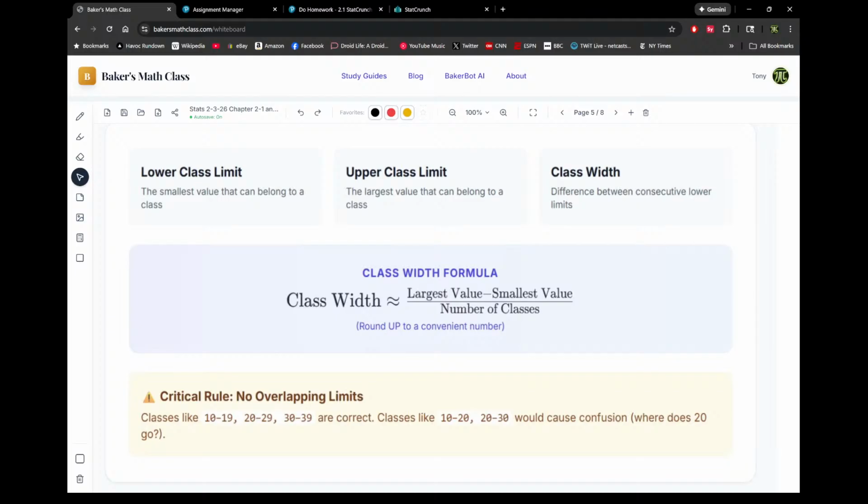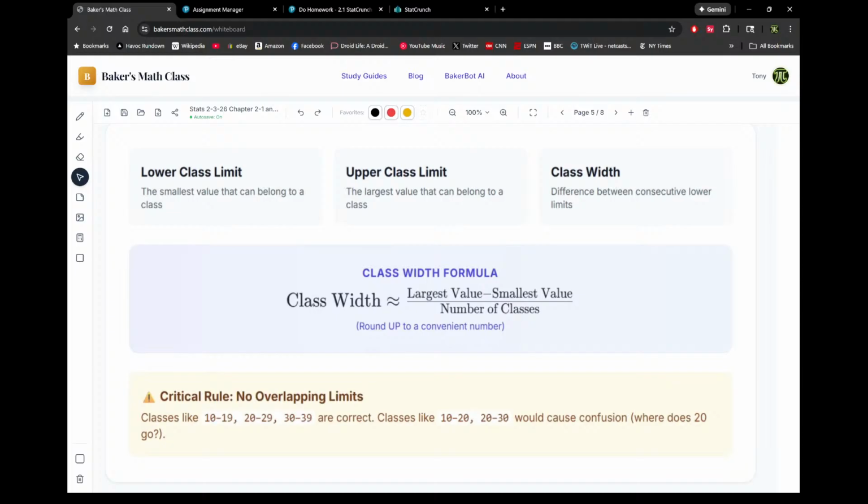Your class width: your largest value in your data minus the smallest value, divided by the number of classes you want. You choose this. You can choose the number of classes, or for your problems in the homework, they will tell you the number of classes. Or they will tell you the class width and you have to figure out the number of classes. But it's always the largest value minus the smallest value overall in all of your data, divided by the number of classes. And you are always going to round up.